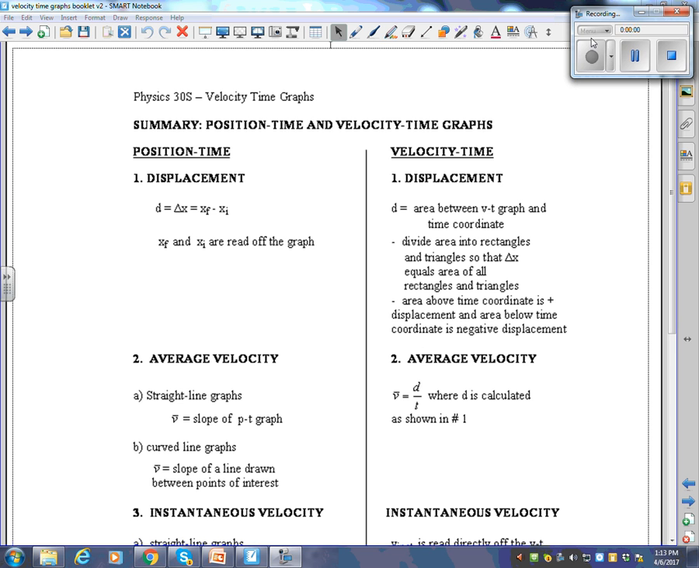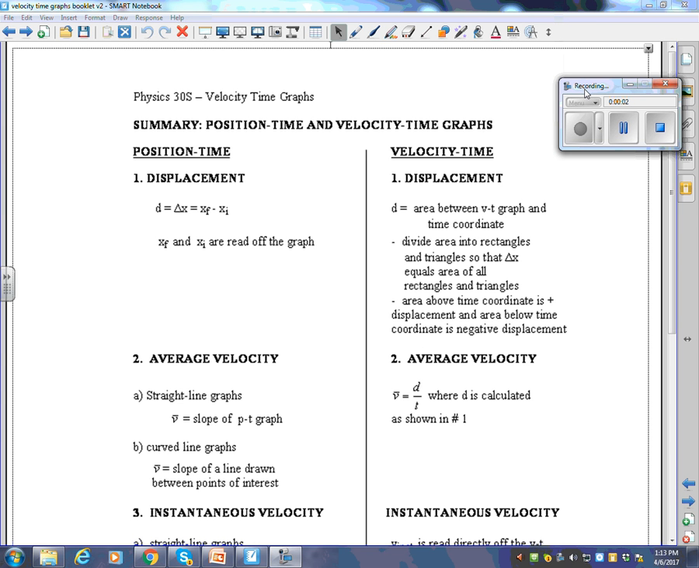So what I've done here on these 2 pages is I've summarized everything you need to know about position time graphs and velocity time graphs. Normally, do you see how there's a line drawn down the middle there? Okay, and then if you flip it open, so you have both pages visible.